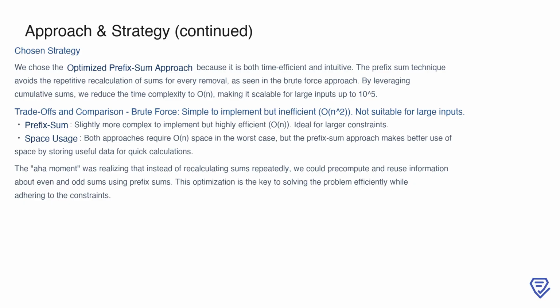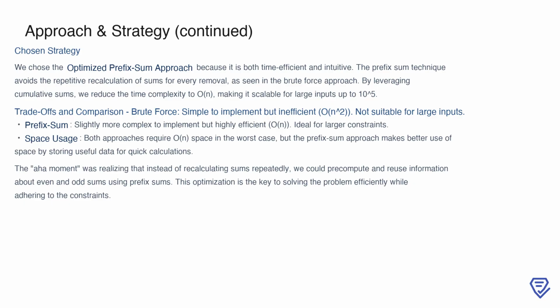problem's constraints. Comparing the two approaches, the brute force method is easier to implement but suffers from inefficiency due to its O(n²) complexity, which makes it unsuitable for larger inputs. On the other hand, the prefix sum approach, while slightly more complex to implement, is highly efficient with O(n) time complexity and requires a manageable O(n) space for storing the prefix sums.